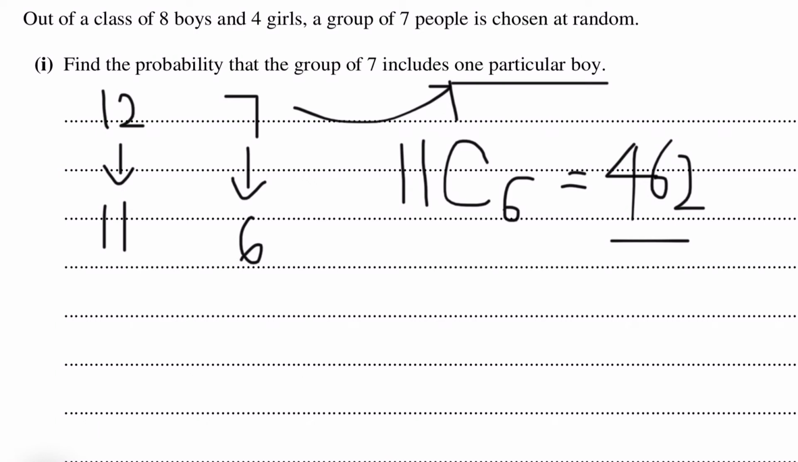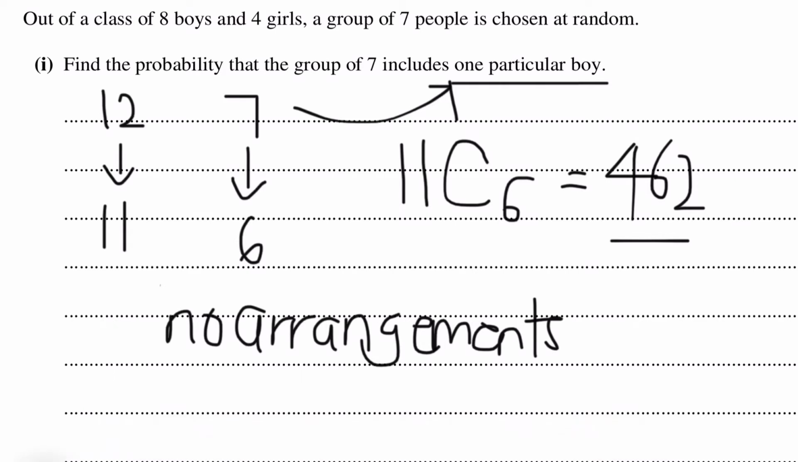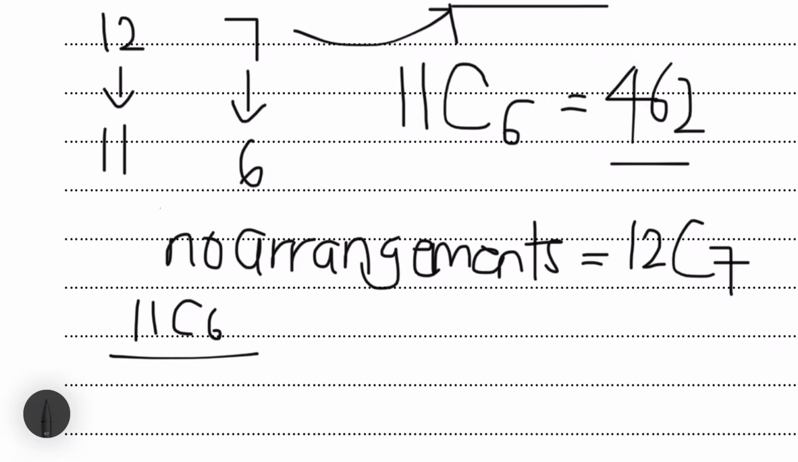Now for the probability, it should be over the total with no arrangements. So it will still be 12C7 if there are no arrangements. So 11C6 divided by 12C7 is equal to 7 over 12.